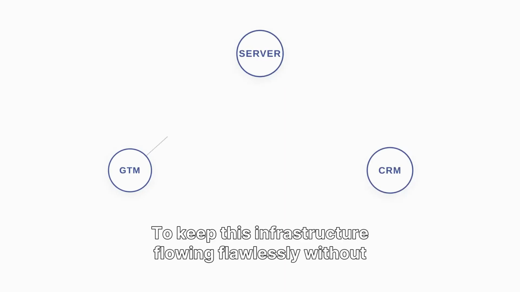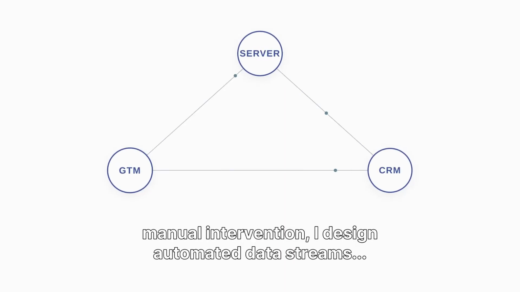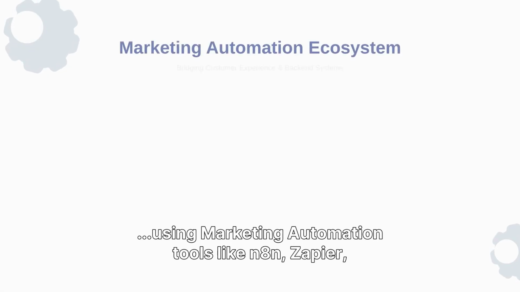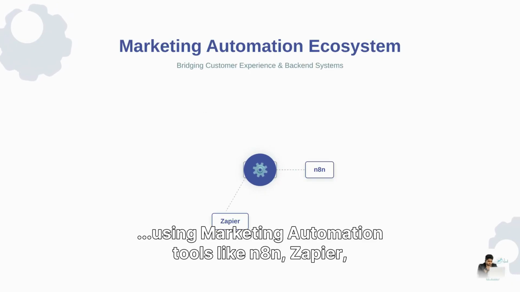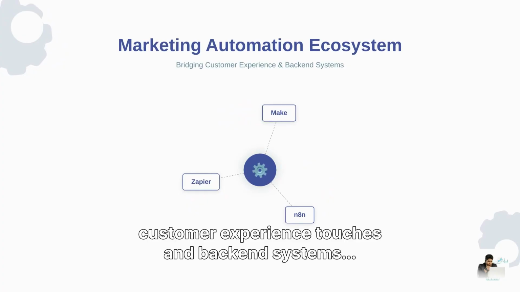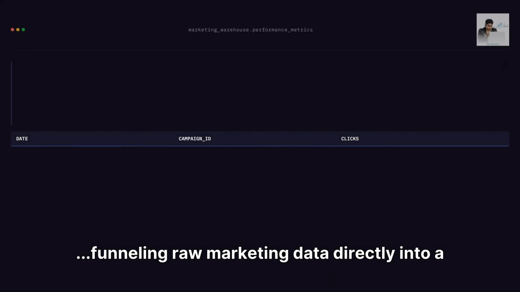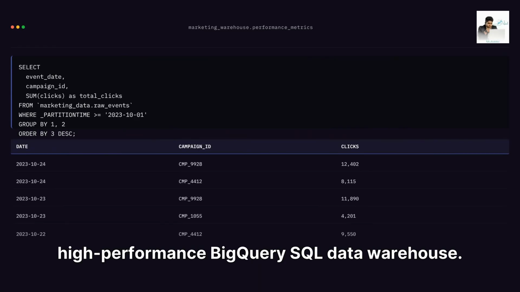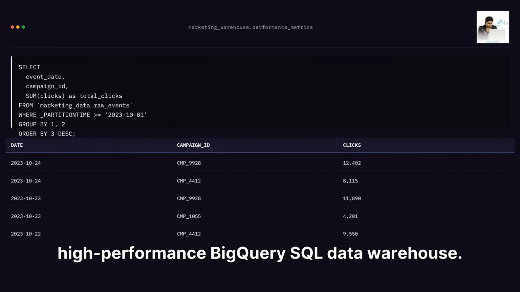To keep this infrastructure flowing flawlessly without manual intervention, I design automated data streams. Using marketing automation tools like N8N, Zapier, and Make, this completely bridges the gap between your customer experience touches and back-end systems, funneling raw marketing data directly into a high-performance BigQuery SQL data warehouse.